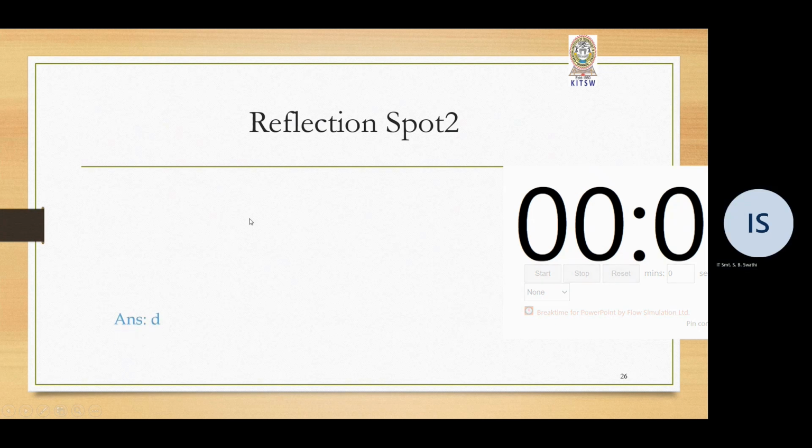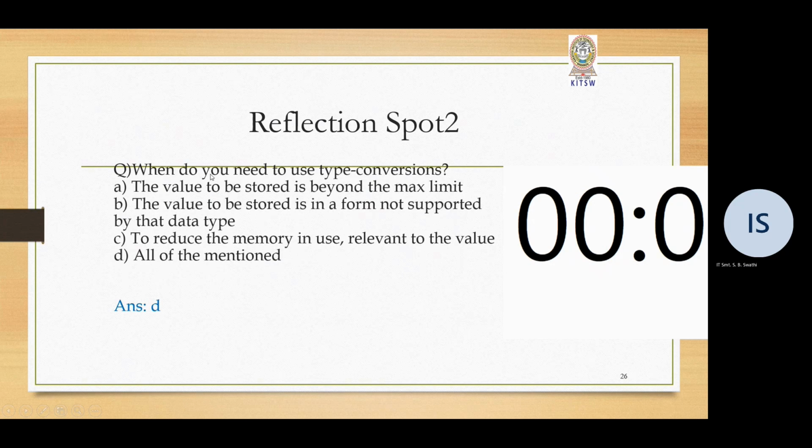Second one: when do we need to use type conversions? The value to be stored is beyond the maximum limit; the value is to be stored in a form that is not supported by the data type; or to reduce the memory in use relevant to the value. So which one is correct? All the options are correct. For all these particular situations, we go for type conversions.